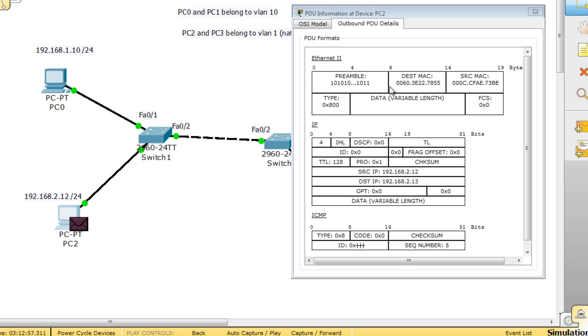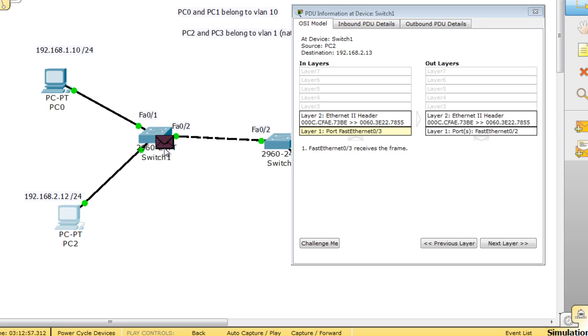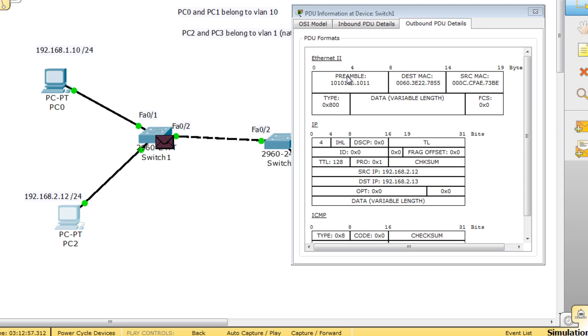In this frame, we are not gonna have 802.1q tagging. So let's move the packet up here to switch 1, and let's open it. Open this one, and you see the outbound PDU. We are not gonna have 802.1q tagging either, because the switch will assume that this is the native VLAN. So I hope you guys understand what the native VLAN means, because I see a lot of IT people who don't understand. They just use the words native VLAN, but they don't really understand the concept. But this concept is here.